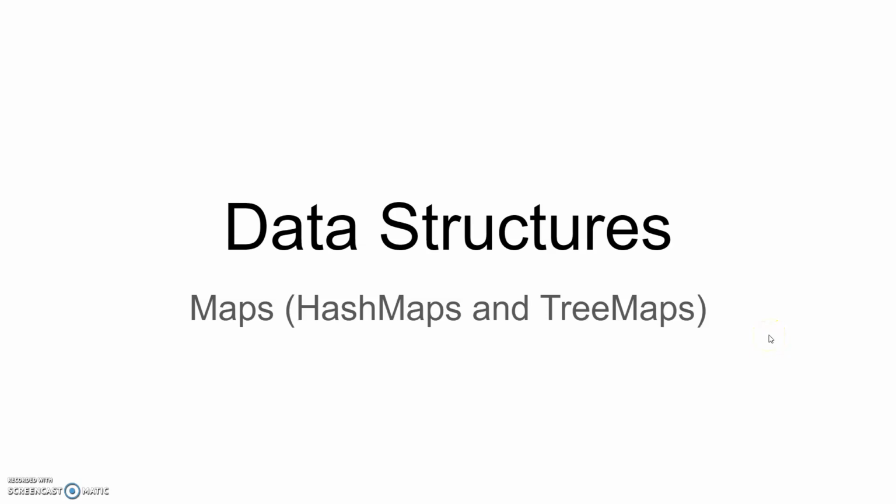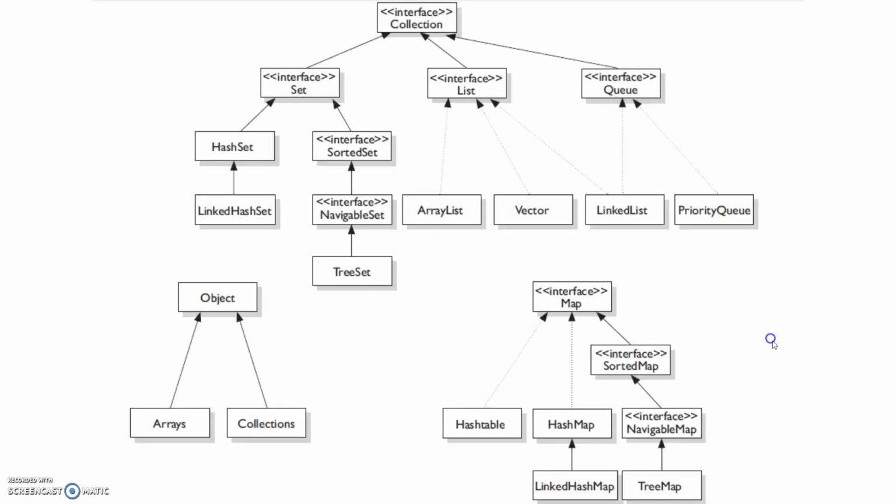Hello. Today we're going to talk about data structures, and in particular the map data structure, specifically hash maps and tree maps as the objects you can use. The map is the interface we're going to look at. You might have seen this in some other slides and videos I've made. This is the overarching idea of all the different data structures we have in Java.